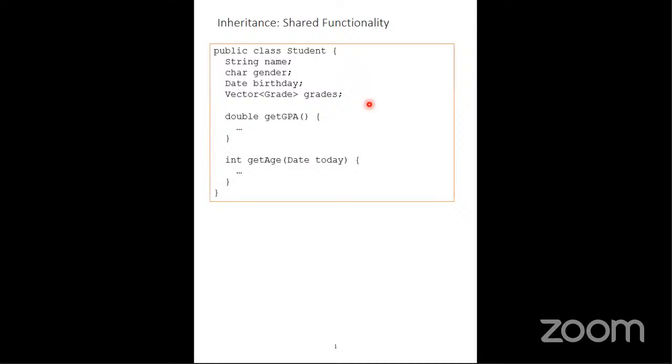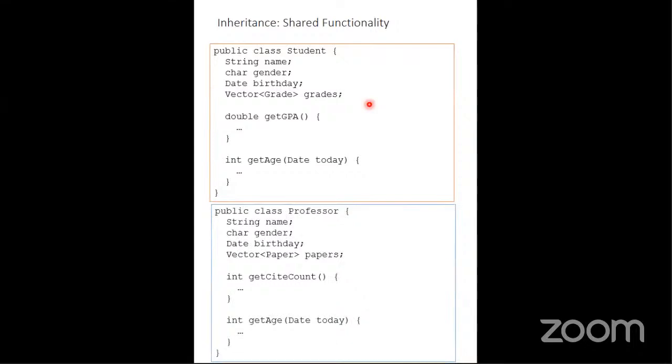Now look at another class. There is one more class in my application called professor. So public class professor. Now I have certain instance variables: name, gender, birthday, and a list of papers published by that particular professor in his or her domain. And then I have citationCount as a method which returns the citation count of those particular papers. And finally, I have another method called getAge, which returns the age of the professor.